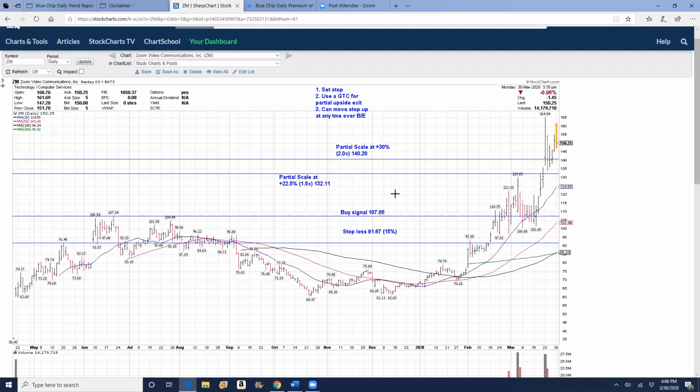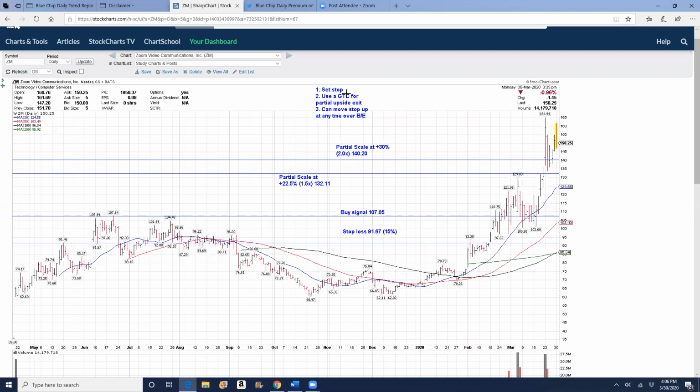There's no reason to watch the news every second or look at the chart every second. Entry signal, stop on the downside, partial scale on the upside. If the trade starts to work, the trader can always move their stops up. There's a lot of ways to manage the position, but do it in a more systematic, pre-planned way other than just staring tick by tick at the screen.